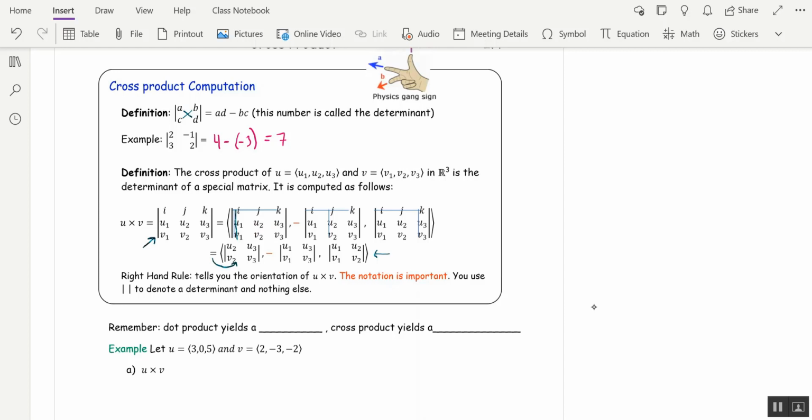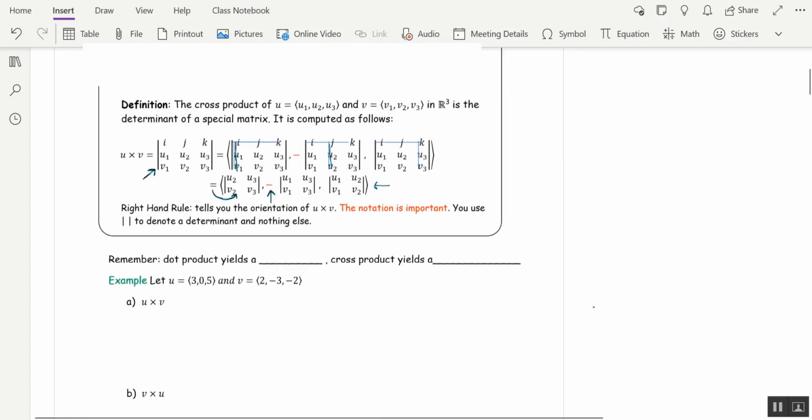Then the second entry of the answer is formed by crossing out first row, second column, and then you look at the numbers left, and you take that subdeterminant. And then similarly, the last component is found by crossing out first row, last column. Notice that the middle entry is negative. You'll learn more about why that is if you take linear algebra. So remember, dot product yields a scalar, or a number, and cross product yields a vector.